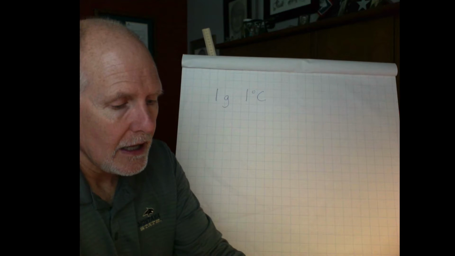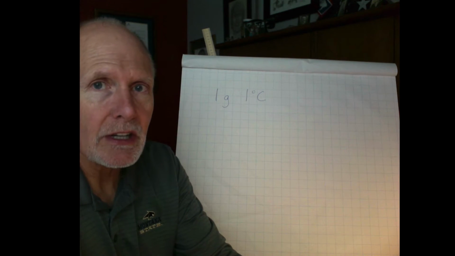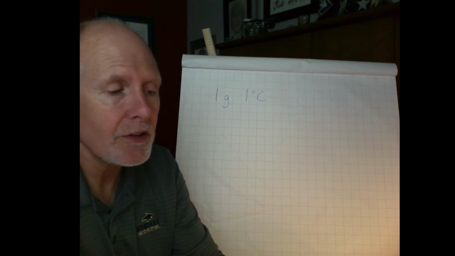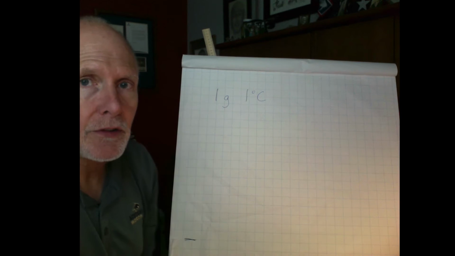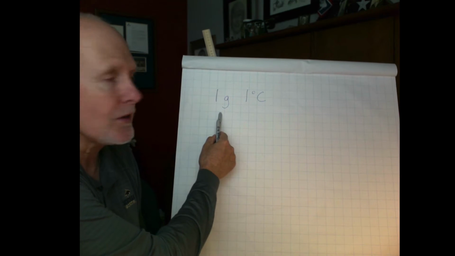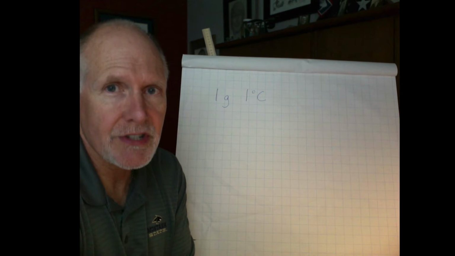That capacity of an object to either gain or lose heat quickly or slowly is called specific heat. The technical definition is: specific heat capacity is the amount of heat necessary to raise 1 gram of the substance 1 degree Celsius.